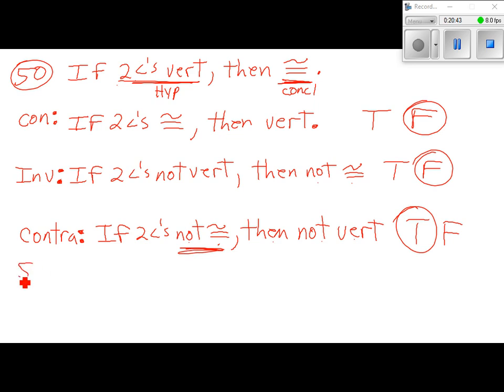Problem 54 says identify the hypothesis and the conclusion. So the first one they give you says if a quadrilateral has four congruent sides, then it is a rhombus. So the first answer, a quadrilateral has four congruent sides, that's your hypothesis, so that's A. And then the quadrilateral is a rhombus, that would be your conclusion, and that's B. So two different answers there.